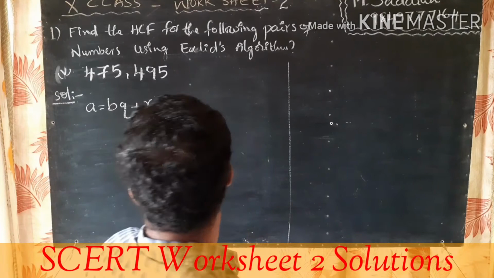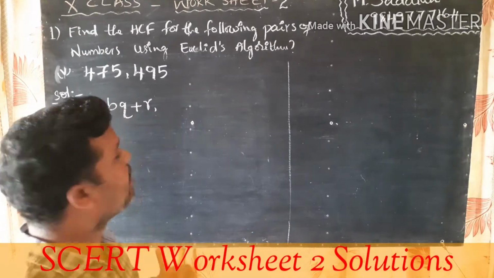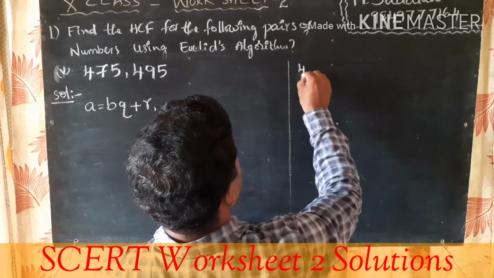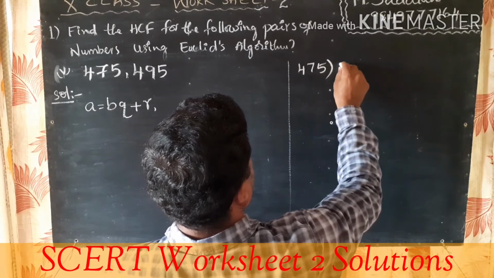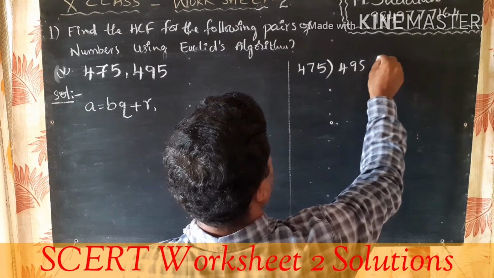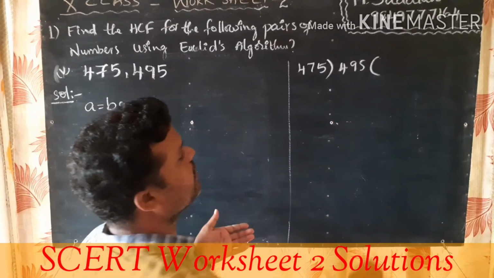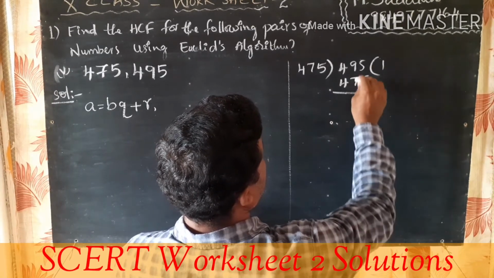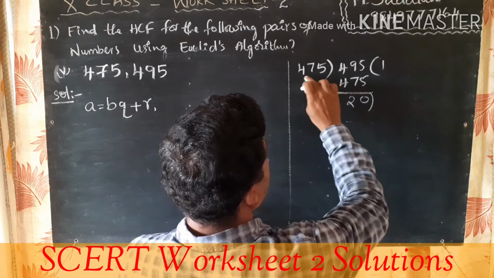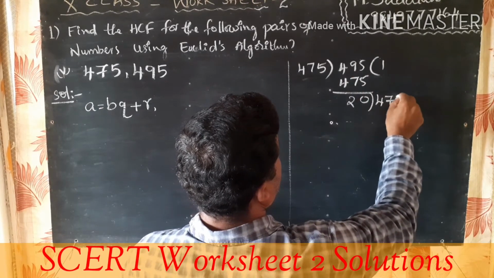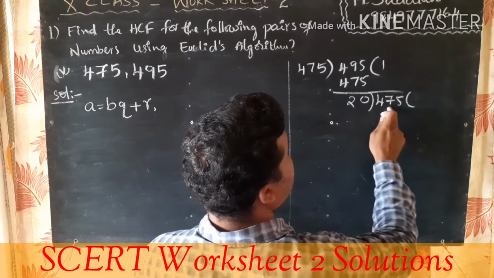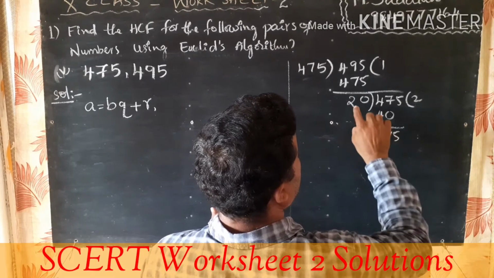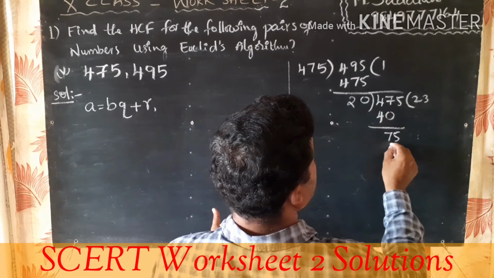The next question is 475 and 495. We have to find the HCF of 475 and 495. Again, let's go through this method. The divisor is 475 and the dividend is 495. Both are in the 400s, so we take once, that is 475. The remainder is 5 minus 5 is 0, 9 minus 7 is 2, so 20. Again 475 comes here. See what happens: 20 into 2 is 40, again 75, 20 into 3 is 60.